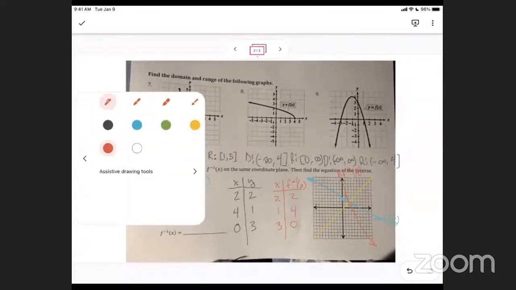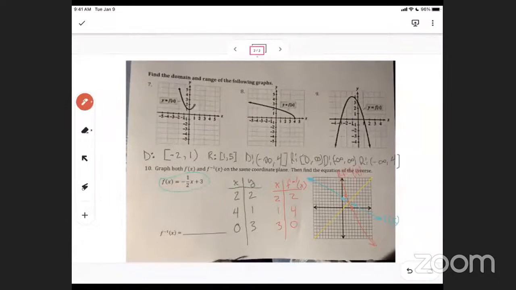Okay. So now let's talk about how you actually find the equation of the inverse. Remember what you do? You change the x and the y, and then you solve for the new y. So to solve, I'm going to subtract 3. And then I'm going to multiply by -2, because that'll get rid of the -1/2, right? So -2x plus 6 equals y. And that's your inverse. F inverse equals -2x plus 6.